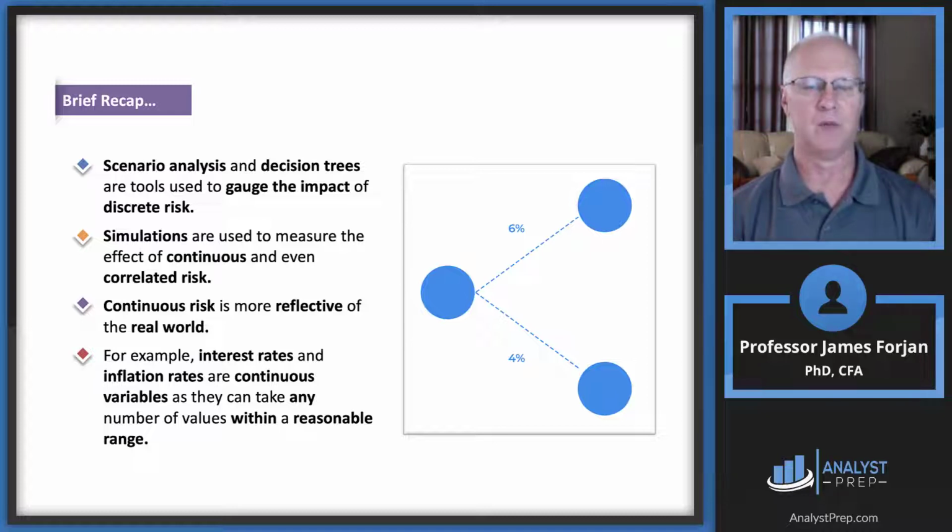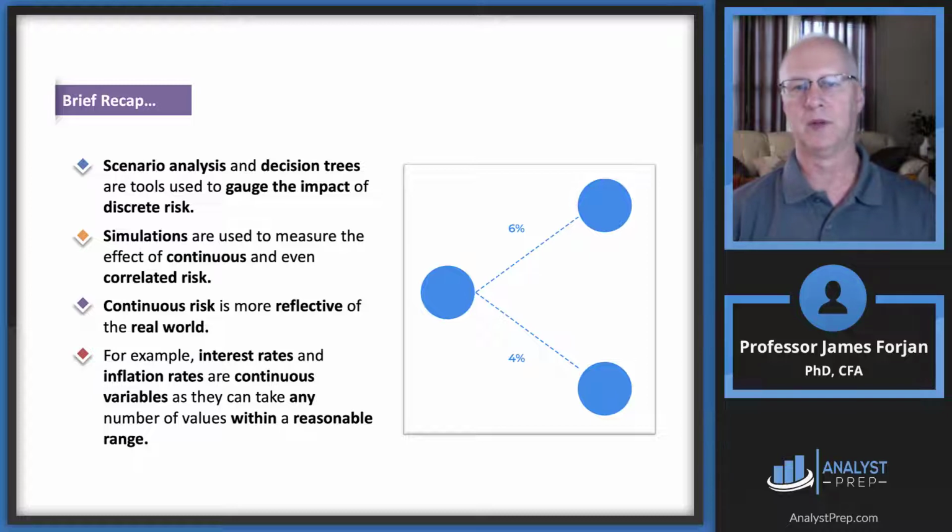That third diamond point is probably important there. Continuous risk is more reflective of the real world. Interest rates, inflation, and a lot of macroeconomic variables and variables internally within a corporation are continuous, which means they can take on almost any value within some kind of a reasonable range.